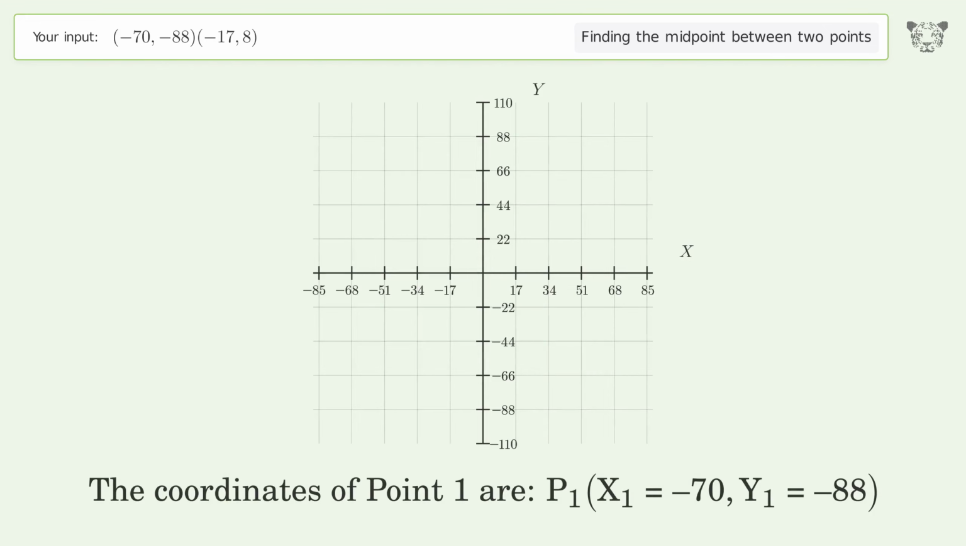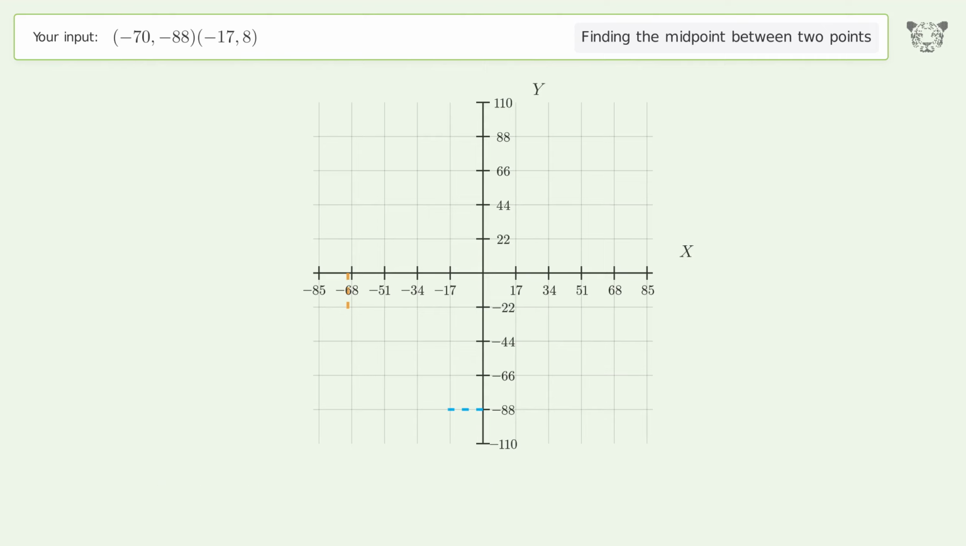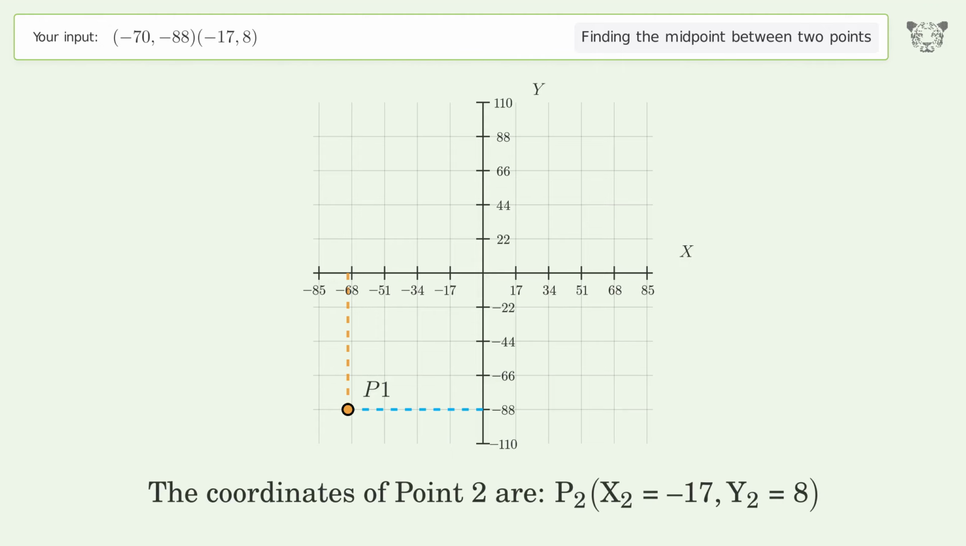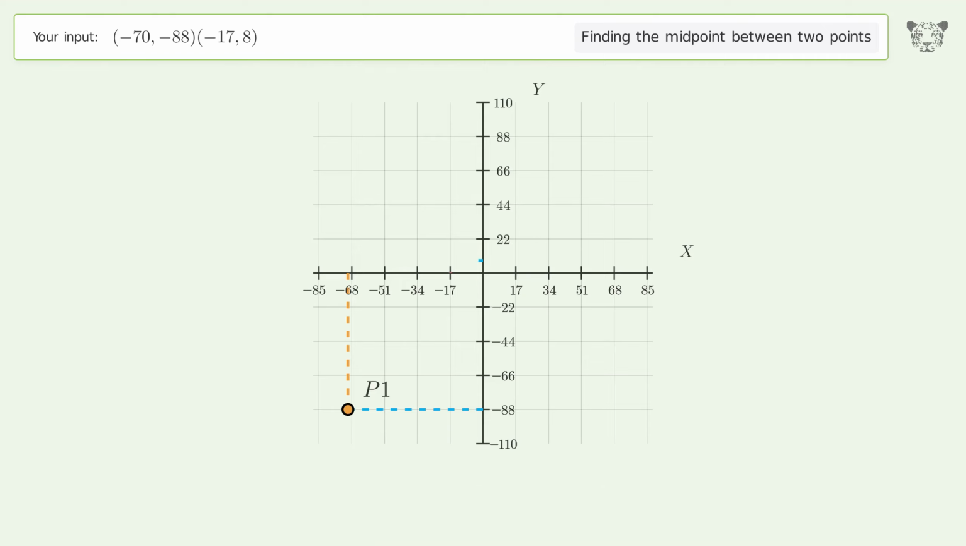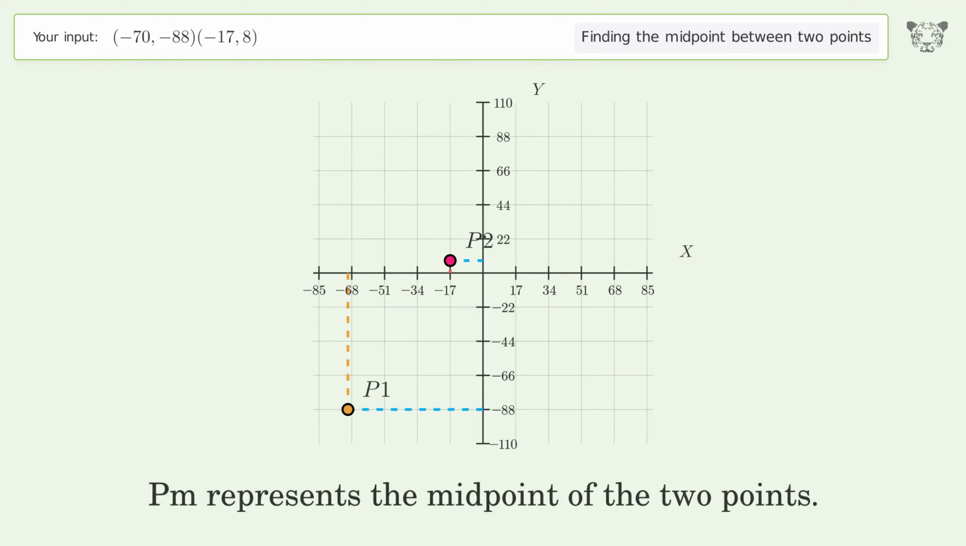The coordinates of point 1 are, x1 equals negative 70, y1 equals negative 88. The coordinates of point 2 are, x2 equals negative 17, y2 equals 8. PM represents the midpoint of the 2 points.